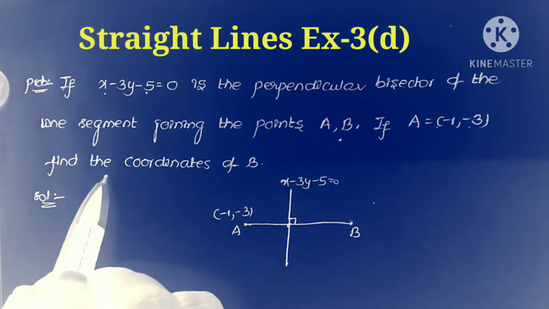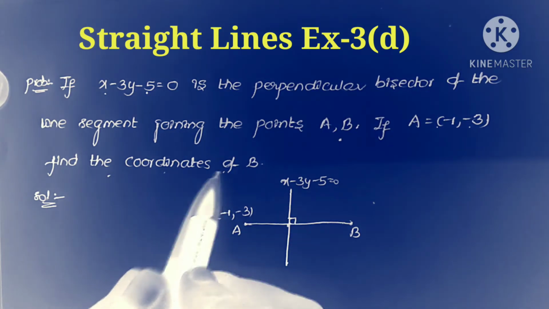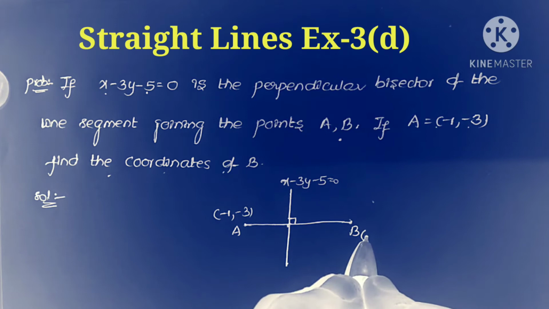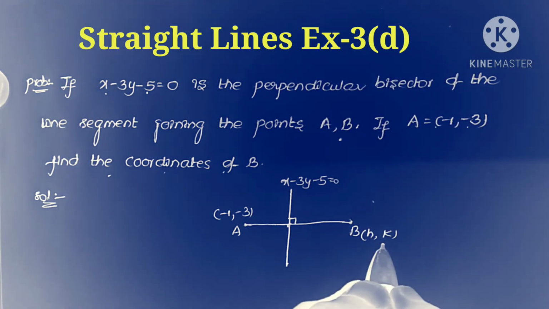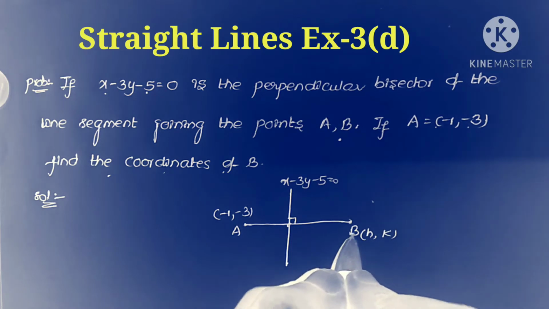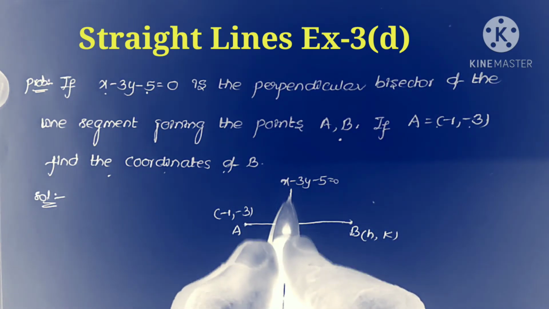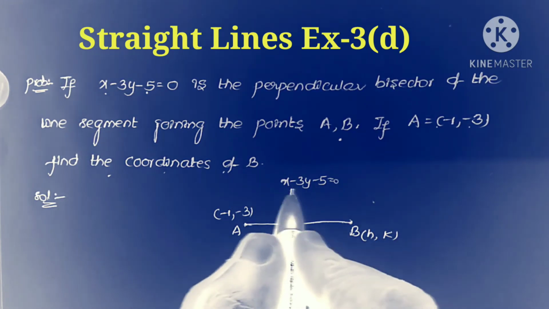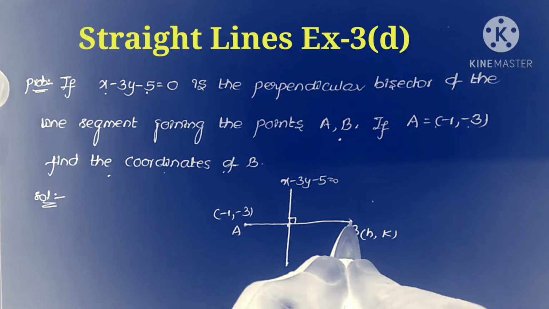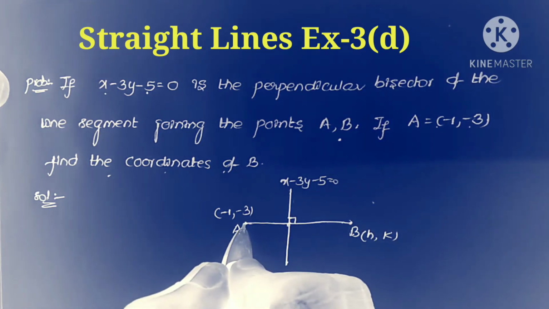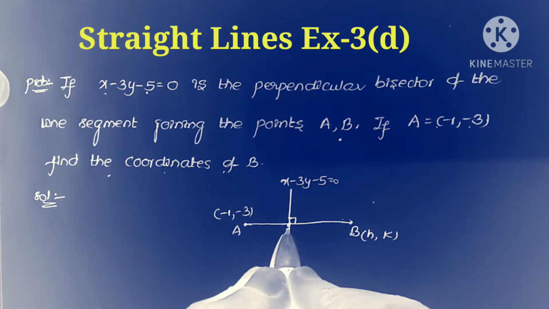So what is asked in the question? Find the coordinates of B. Now we take this point as (h, k), and clearly this is the image of the point A with respect to the line x minus 3y minus 5 equal to 0. Since these 2 lines are perpendicular, and the distance from this line to B is equal to the distance from this line to A, the 2 distances are equal.